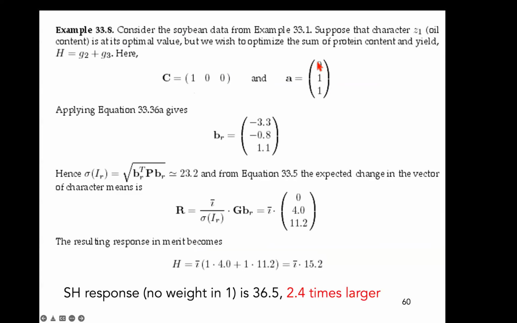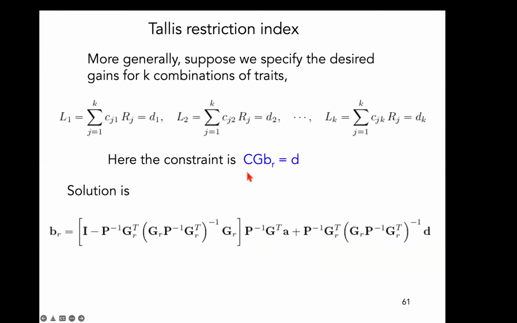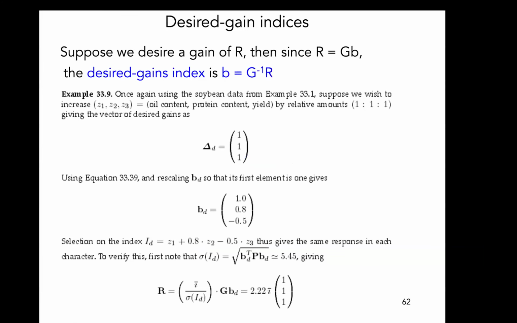And by the way, it doesn't matter what weight you put on here, because putting the one there will ignore that if you look at this matrix expression. Again, the notes will cover that. You can do other things. You can put multiple restrictions on there. That's a restricted index. But the other one people use is something called a desired gains index.